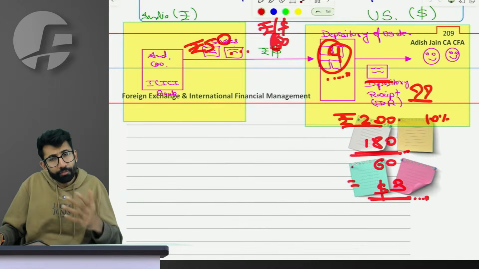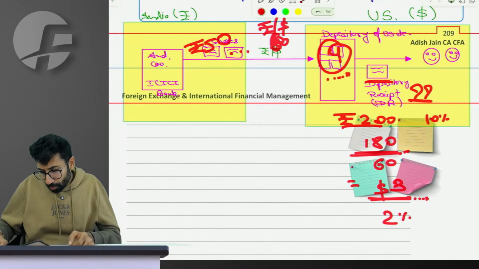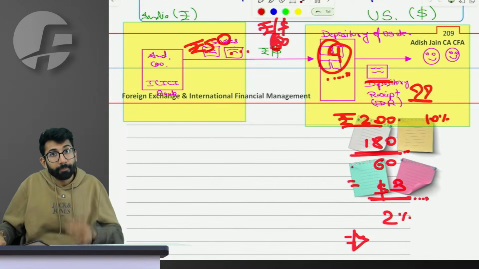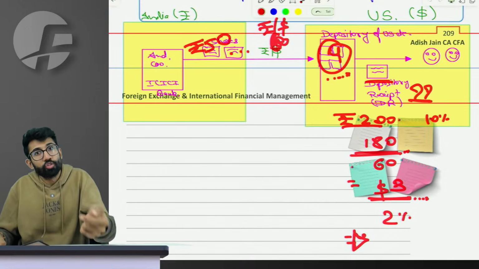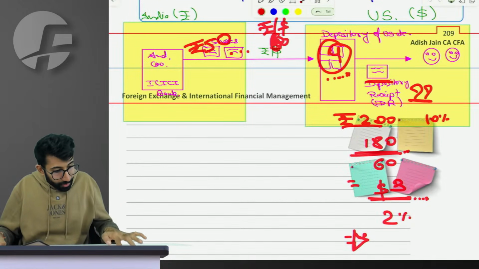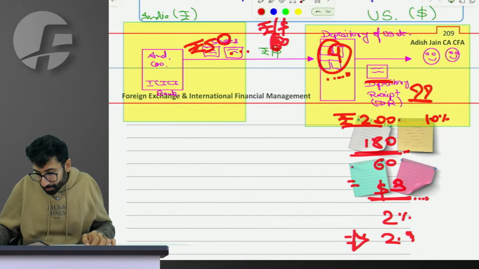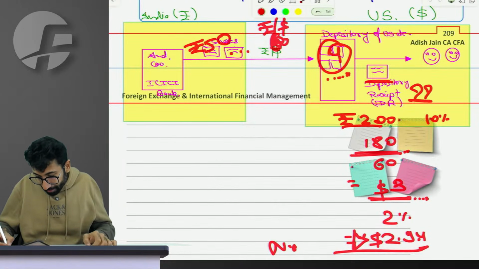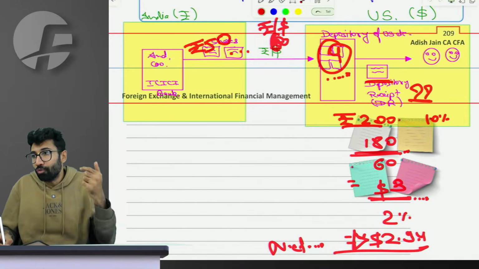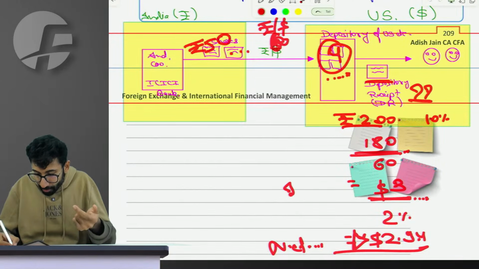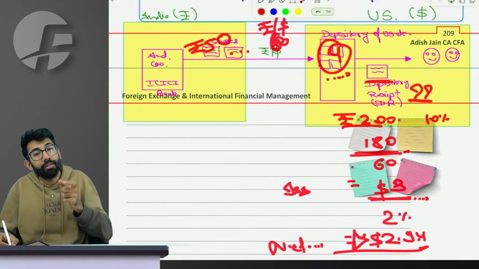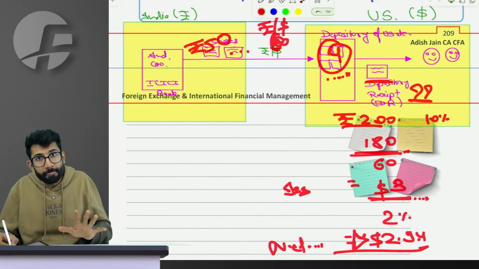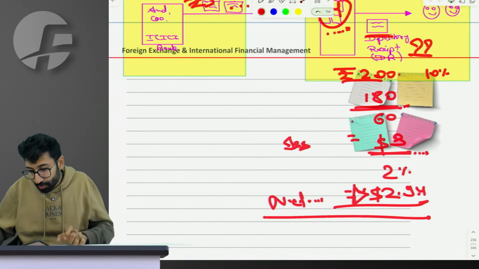Then they'll say whatever you issue, you end up incurring 2% as your flotation cost. When I issue shares, I have to incur some cost. So net how much will I receive? 3 minus 2% is $2.94 as my net proceed. You have to understand there is a difference. One is the issue price, the price at which I issue. Net proceed is what I ultimately get back after deducting flotation cost.